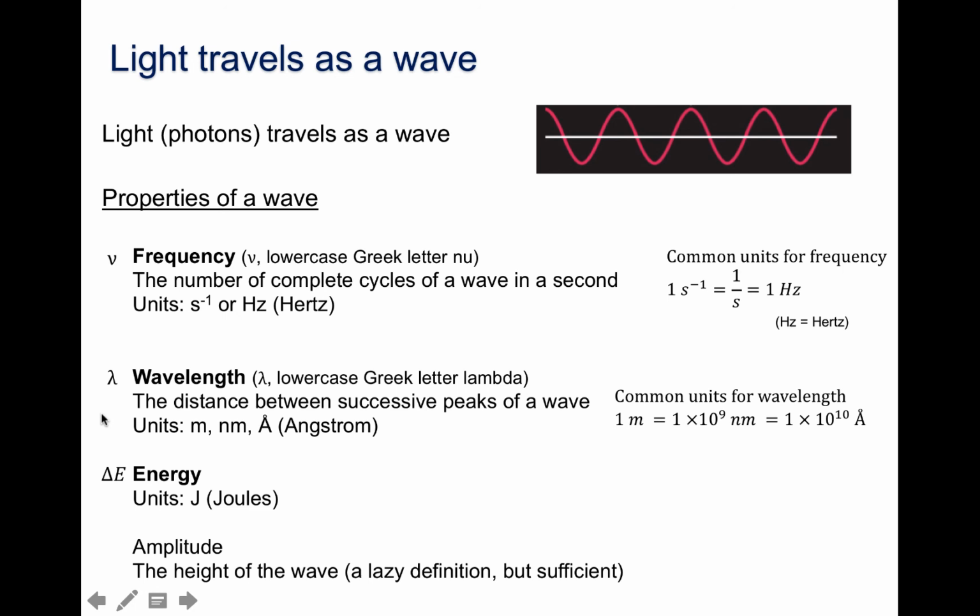Wavelength is another important property of a wave that we'll look at. Wavelength is represented by the lowercase Greek letter lambda, and that's the distance between the successive peaks of a wave. So if you were to start at the top of this peak and measure the distance to the top of the next peak, here to here, that would be the wavelength of the wave. The units for wavelength are any reasonable unit of distance, but the most common are meters, nanometers, and angstroms for really small waves. We've already talked a lot about energy in chapter 6, but we'll talk about the energy of the waves and how it relates to the wavelength and the frequency.